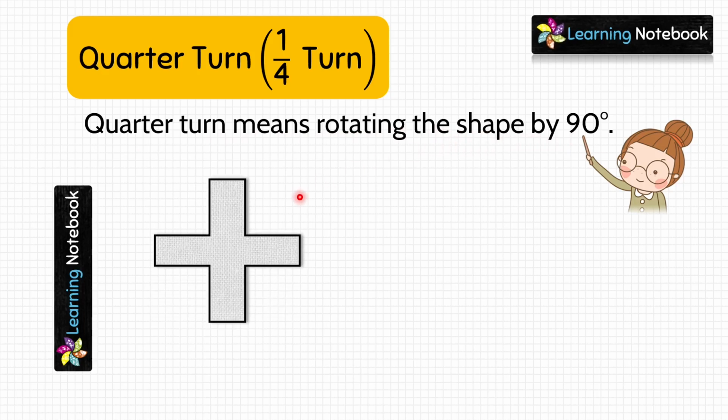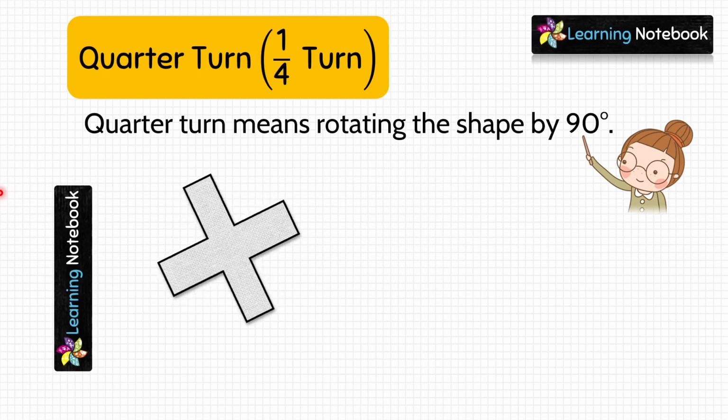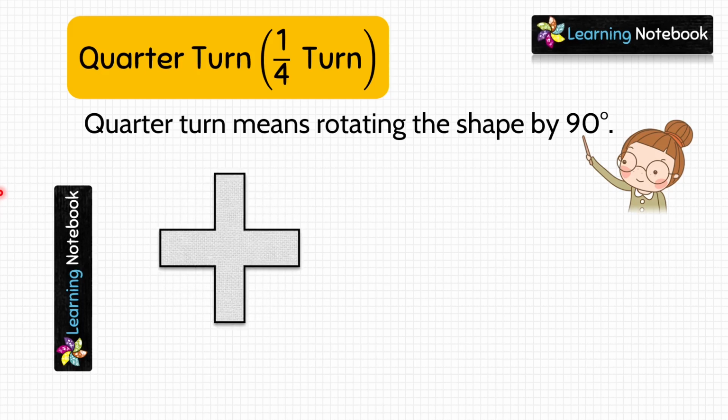Now look at this figure. Here, let's give a quarter turn to this figure. It means we have to rotate it by 90 degrees. Right, students? In the same way, let's give a quarter turn to this second figure. It means we will rotate it by 90 degrees.